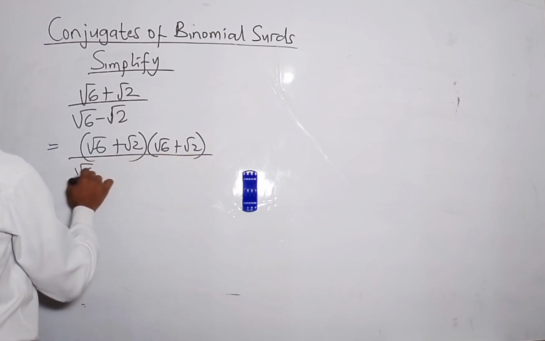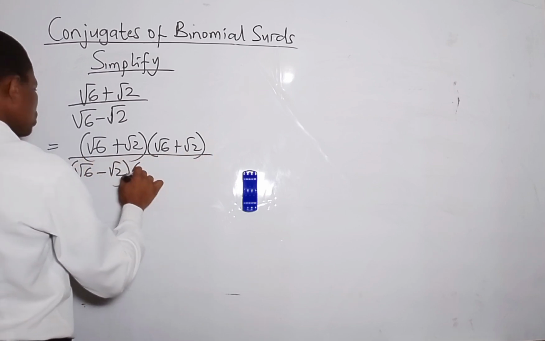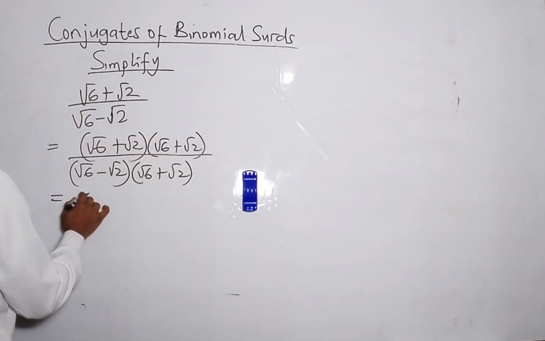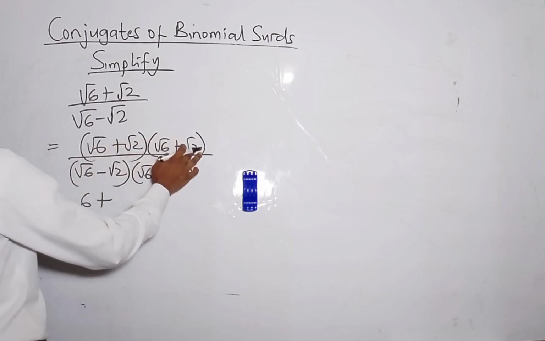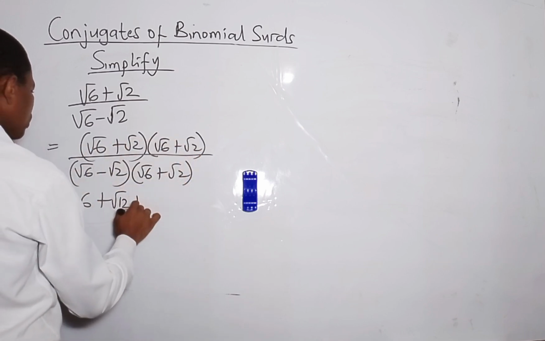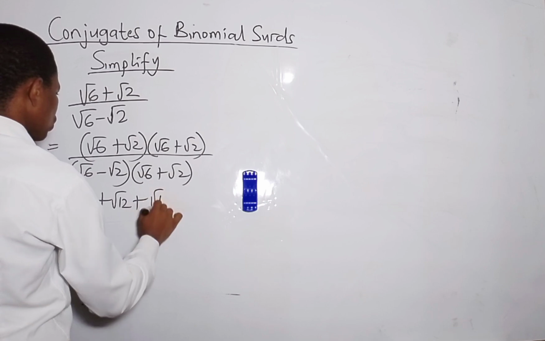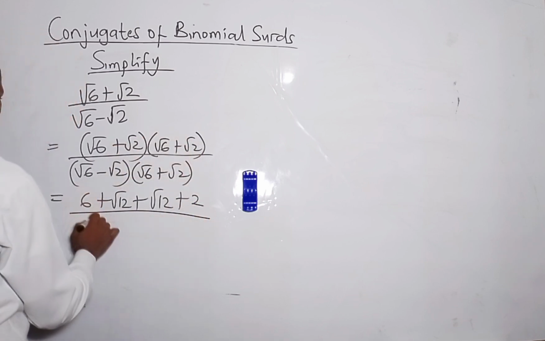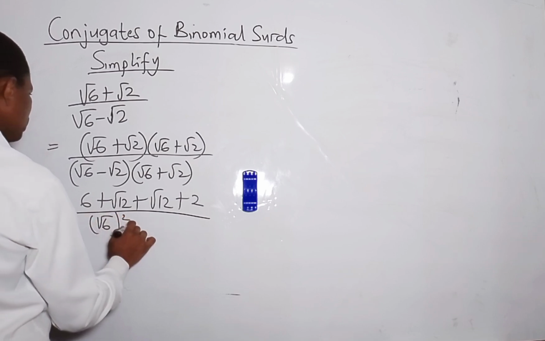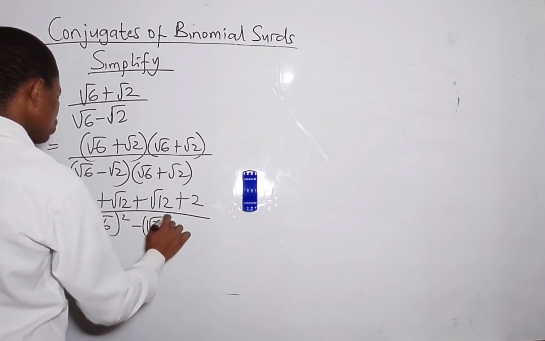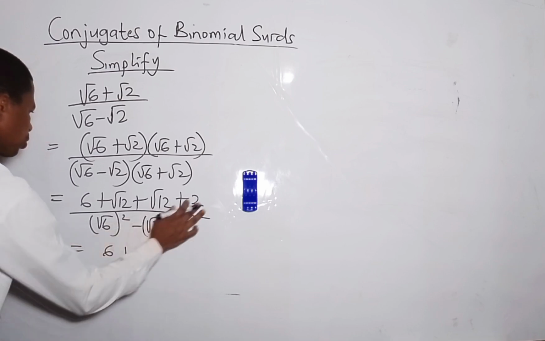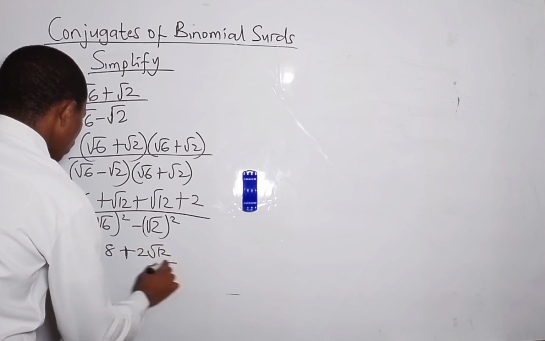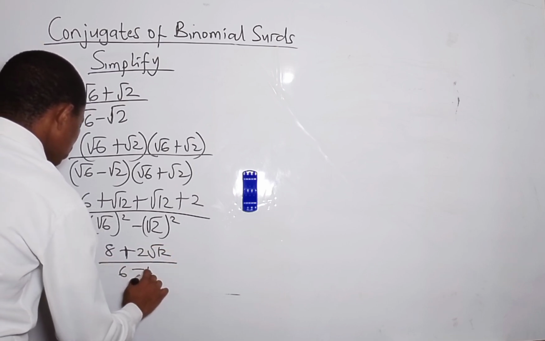Then we say root 6 minus root 2, open and close, root 6 plus root 2. So what do we do? Root 6 times root 6 is 6. Root 6 times root 2, that's root 12. Root 2 times root 6, that's root 12. Root 2 times root 2, that's 2. Over the difference of two squares, root 6 squared minus root 2 squared. What do we have? We have 6 plus 2, 8. 8 plus 2 root 12 over 6 minus 2.